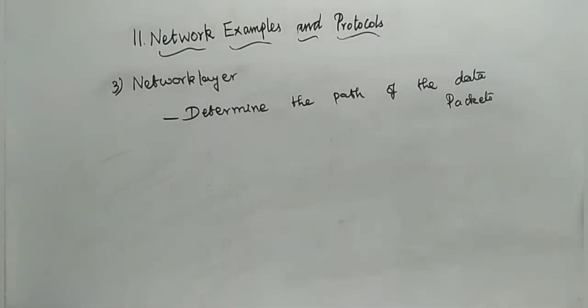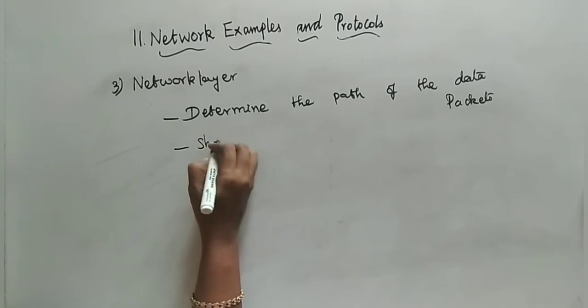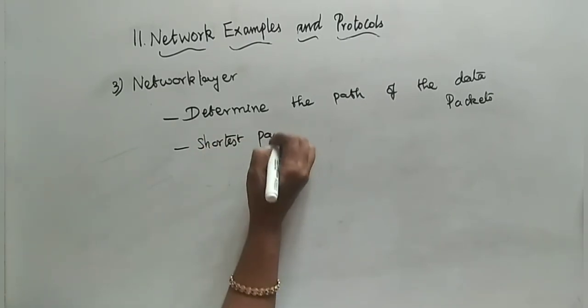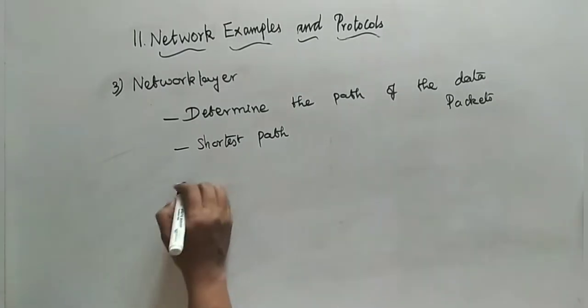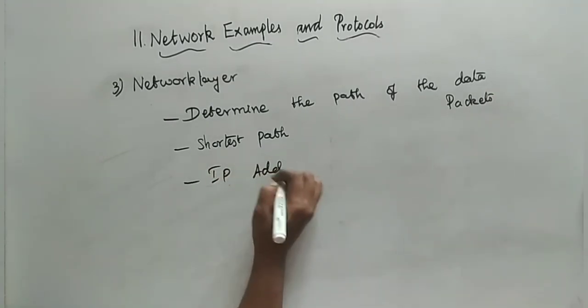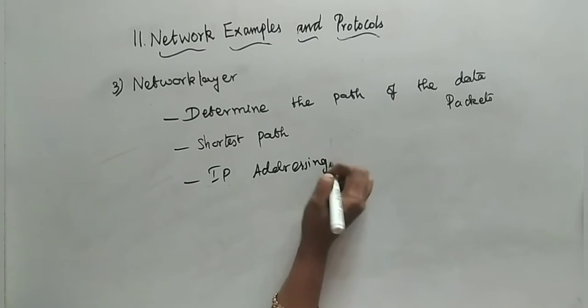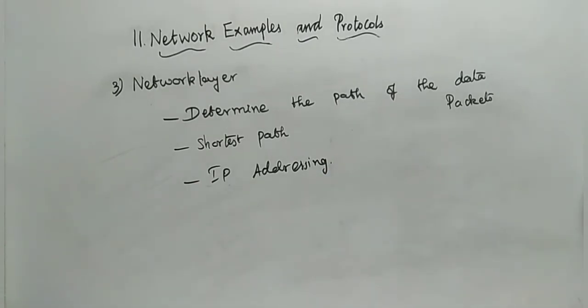Path means what? While you are sending data from one computer to another computer, there will be many paths. So in this case, it has to select the very shortest path. This layer must select the shortest path for sending your message from one end to the other end. That is all done in this network layer only. This routing of data is done by means of IP addressing. Its main responsibility is that this layer must select the shortest path.